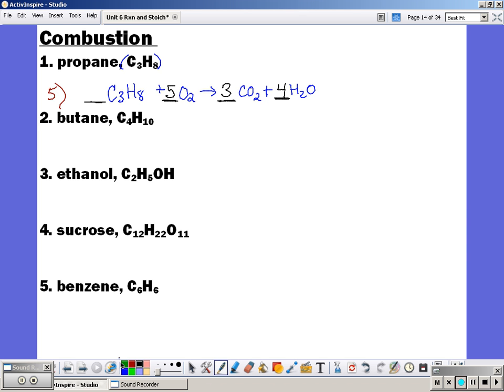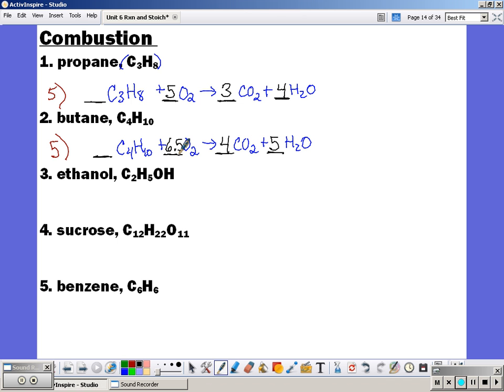C4H10 is a hydrocarbon, so I know that this is combustion, so I'm following along on number 5. Plus O2 yields CO2 plus H2O. 4 carbons, 1 carbon, multiply by 4. 10 hydrogens, 2 hydrogens, multiply by 5. That's 8 plus 5 oxygens gives me 13. 13 is an odd number. So what times 2 is 13? 6.5. You can't have a 0.5 though.